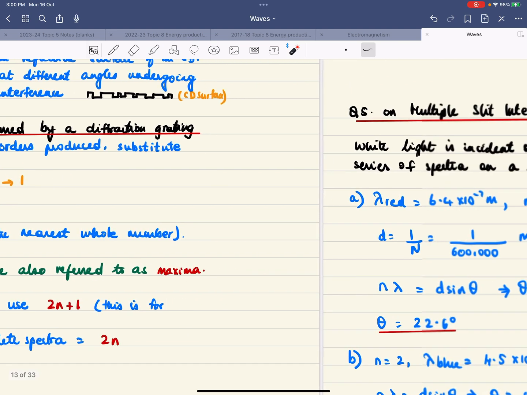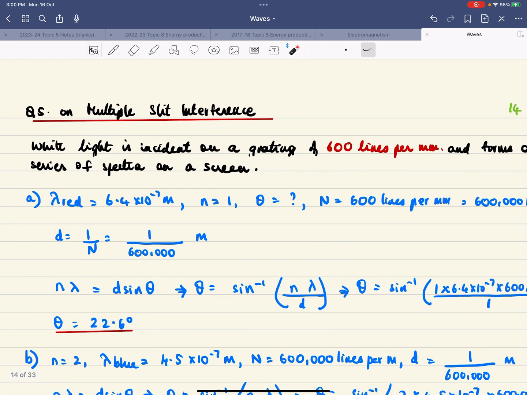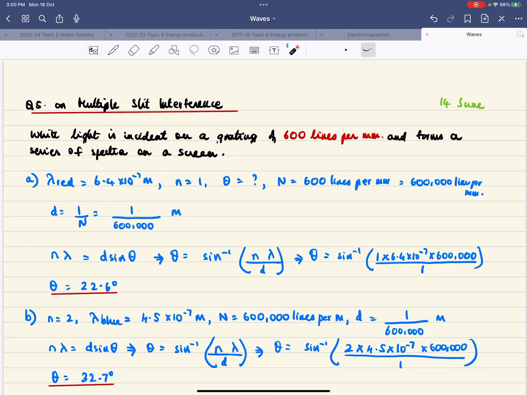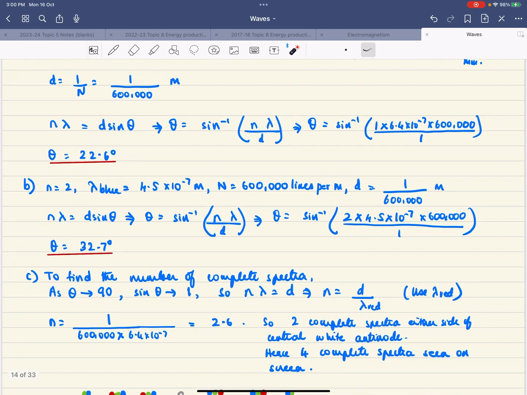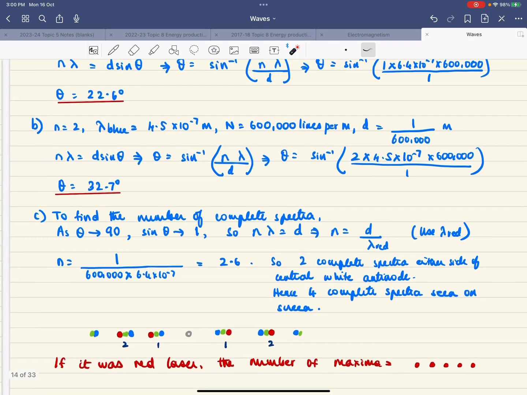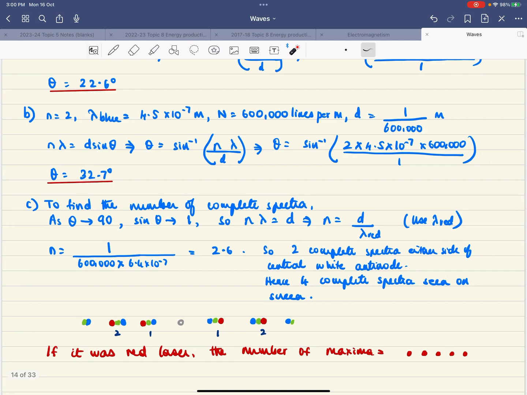And this is just a question if you'd like to look at for a multiple slit spectrum and how I went about solving that.